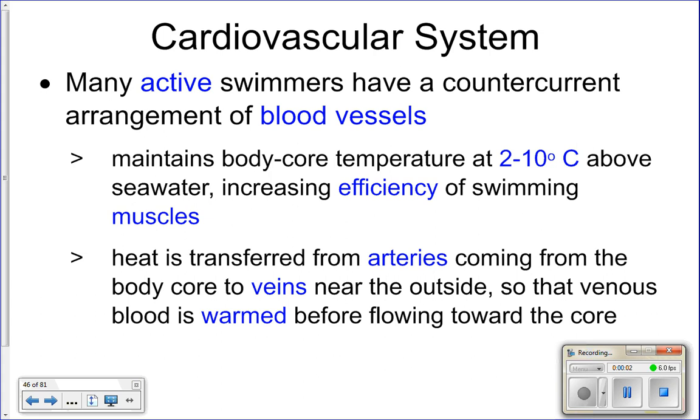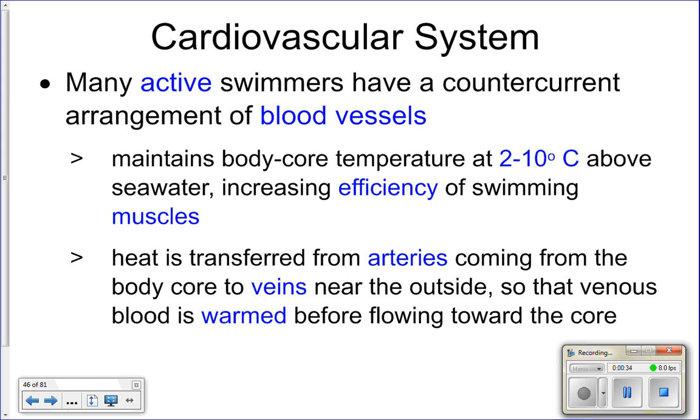Okay, so we talked about countercurrent circulation in the gills. And when we talked about countercurrent circulation, I mentioned that it occurs in other biological systems as well. One of the places that it occurs is in the blood vessels of really active swimming fish.